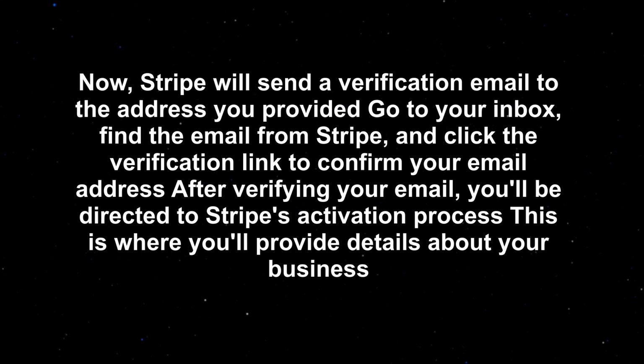Now, Stripe will send a verification email to the address you provided. Go to your inbox, find the email from Stripe, and click the verification link to confirm your email address. After verifying your email, you'll be directed to Stripe's activation process. This is where you'll provide details about your business.